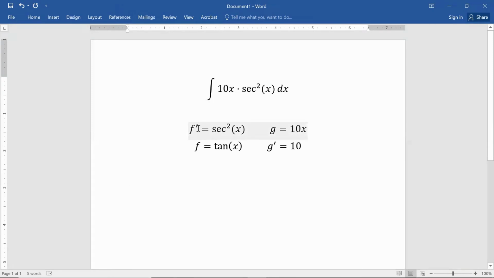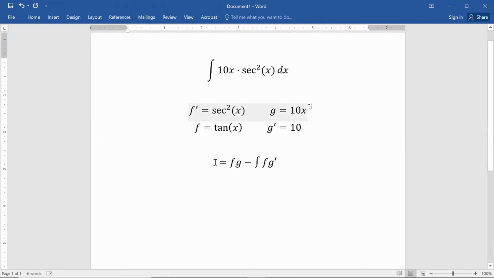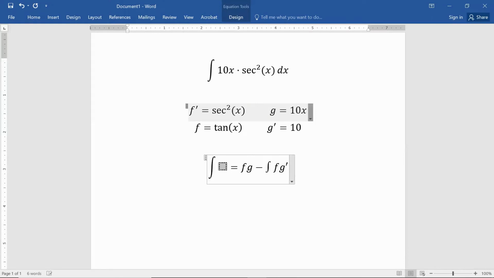Now that I have the f prime, the f, the g, and the g prime, I know that this integration is going to be equal to f times g minus the integration of g prime times f. Again, that's the integration by parts formula. We integrate f prime g. F prime is secant squared, g is 10x. So that's our integration we're looking for.